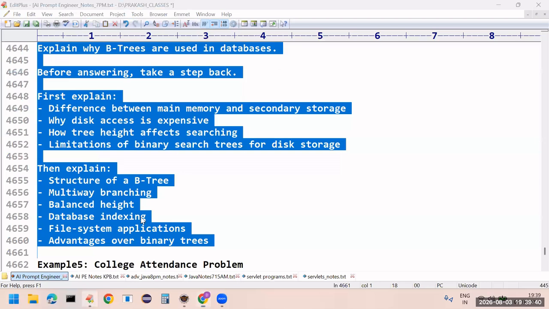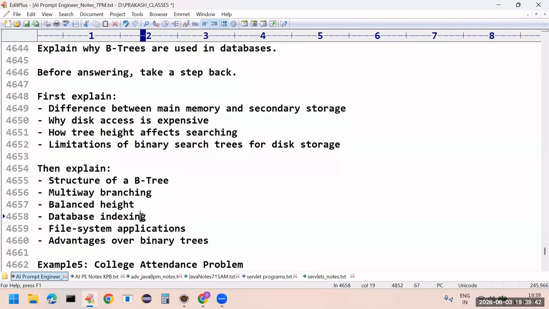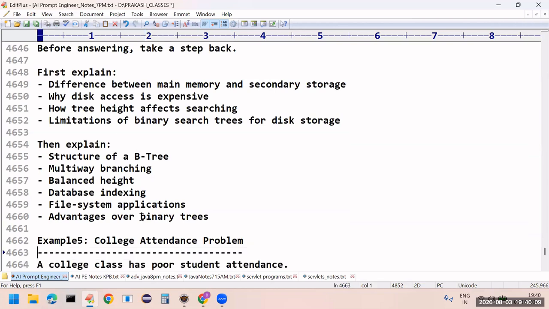So even a person who doesn't know anything about B-trees, if he is having some prior problems, whatever I am facing, you can provide that and ask for the answer. Now it will refer to why that concept is included and then it will give the answer. Clear, friends? Yes, it's clear. Let's go with some more examples.